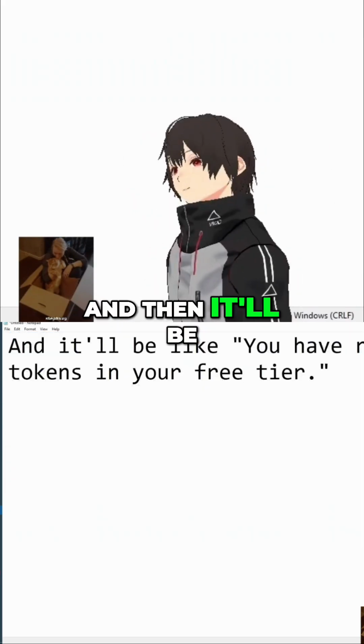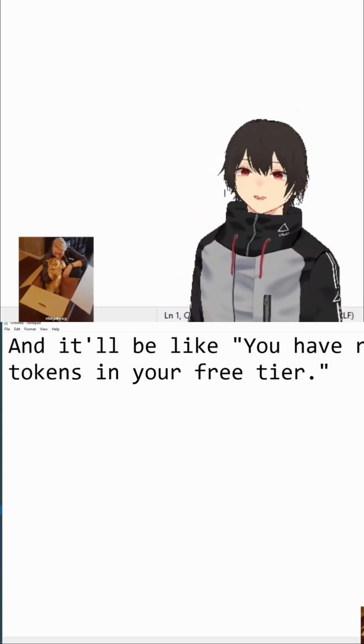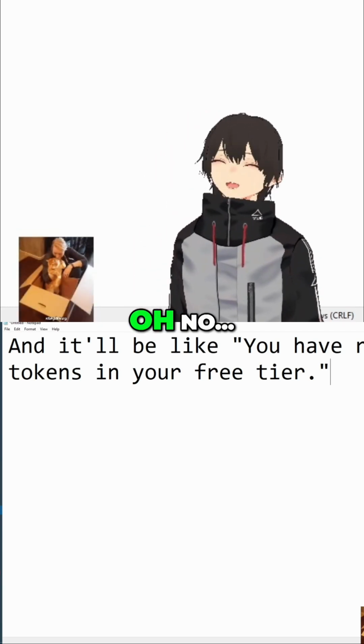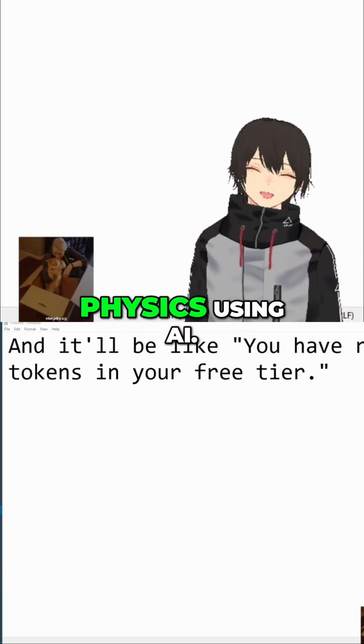And then it'll be like, you've run out of free tokens in your free tier. So I'll be like, well, fuck you. Oh no. So that's my experience trying to learn quantum physics using AI.